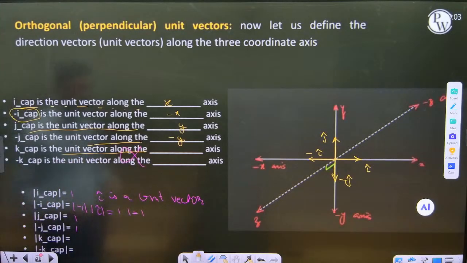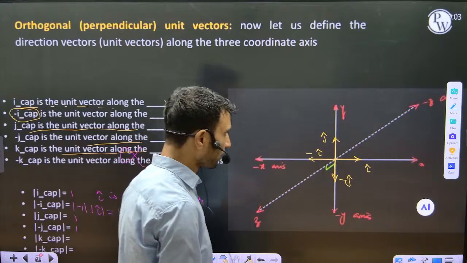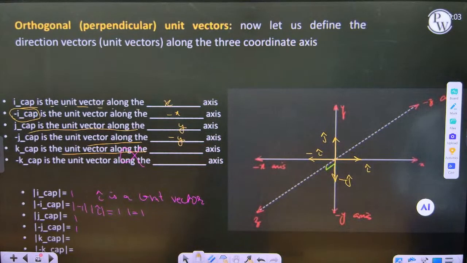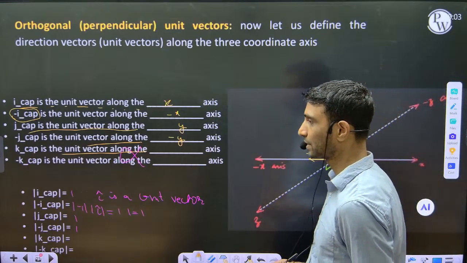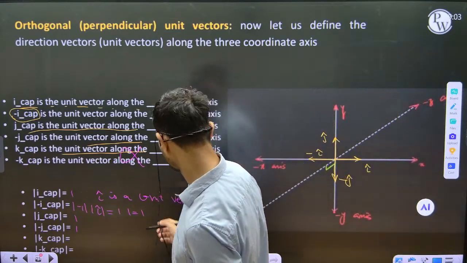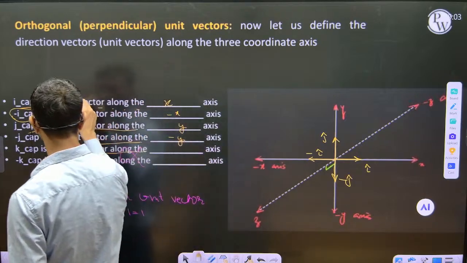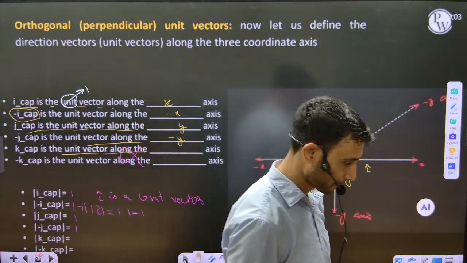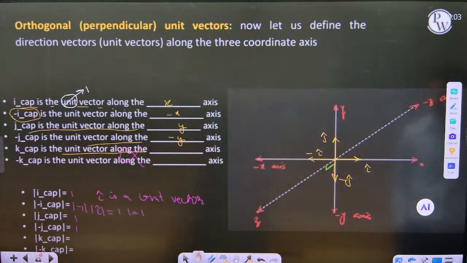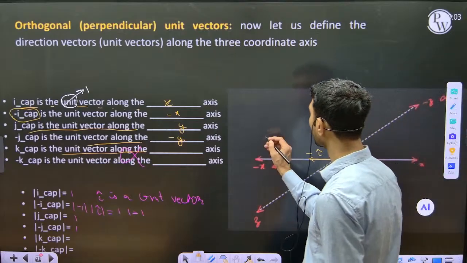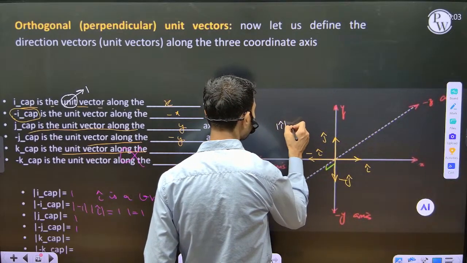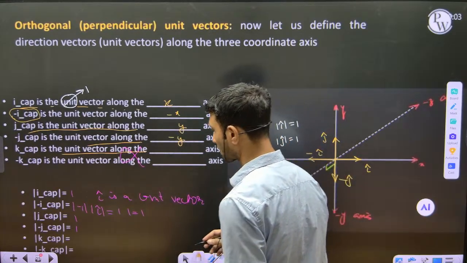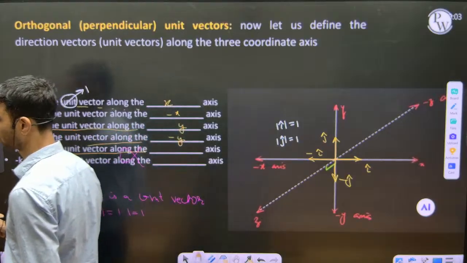So we are done till here, right? We learned about unit vectors, that is, vectors whose magnitude is unit. Unit means 1. Vectors whose magnitude is unit are called unit vectors. So i cap magnitude is how much? Equal to 1. j cap magnitude is equal to 1, right? And i cap, j cap, they are called unit vectors.